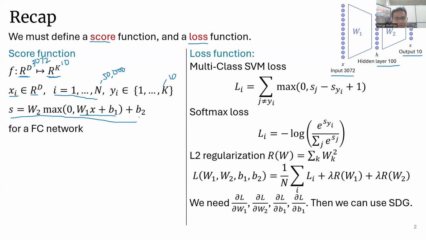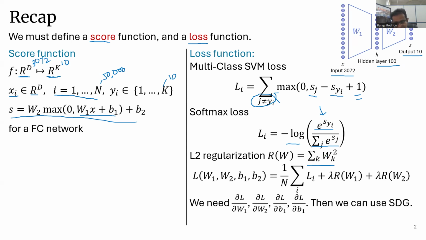Okay. Then we looked at these loss functions, the multi-class SVM loss. This is the score of the correct class. These are the scores except for the correct class. And then there's this margin of 1. Then you looked at the softmax loss. You take e to the power of the correct class's score over all the scores. This is like a probability, and you take the negative log of that. That's the softmax loss. And then we realized that some regularization has to be added.